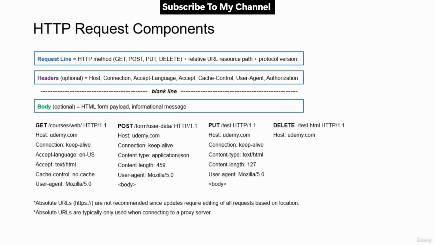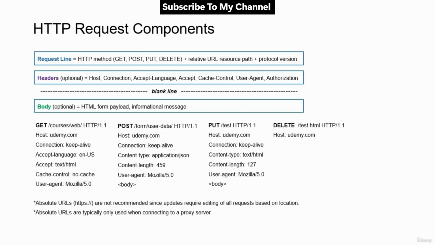The HTTP request components, looking a little further into an HTTP request. It's really comprised of a request line, headers, and the body is optional, like I mentioned before, with a POST it's there. So our request line starts with an HTTP method, whether it's a GET, a POST, a PUT, or a DELETE. So you start with a method, and then you also add a relative URL resource path, and then a protocol version. And then the headers themselves, and they're just a variety of headers, request headers.